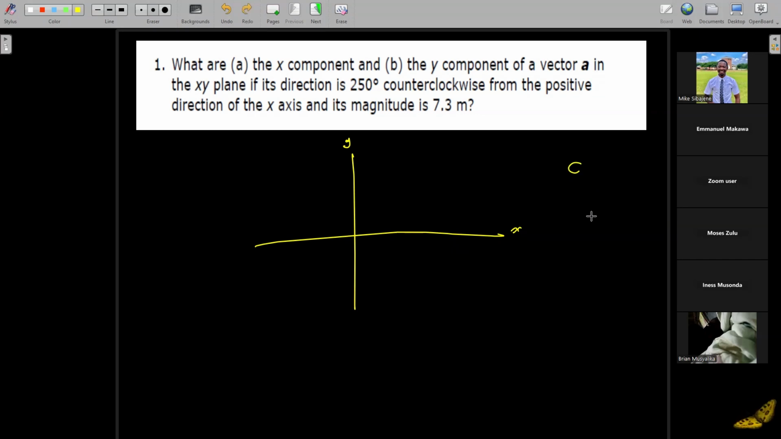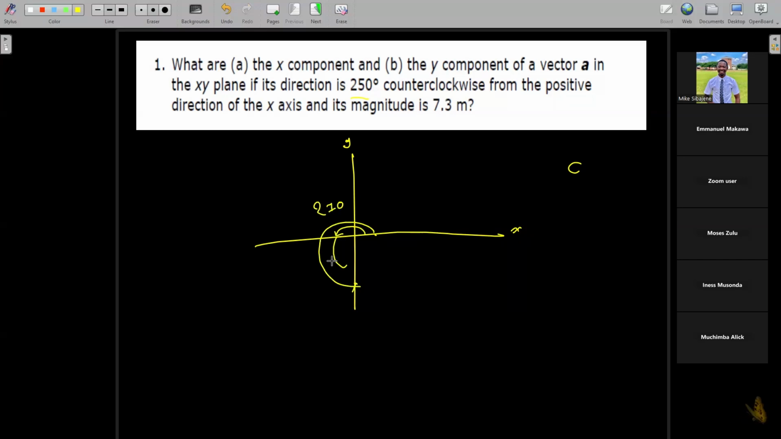A clock goes like this. If you see your watches, they go like that in a clockwise motion. If I say counterclockwise, I mean you move like that. Are we together? So now, from this origin, I have to move about 250 degrees counterclockwise, moving like that. From this point to that point is 180, and from this point to that point is 270.